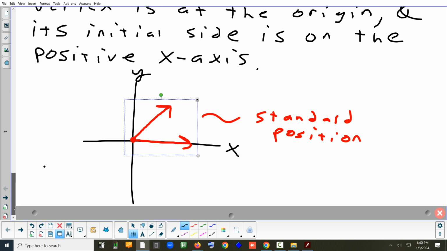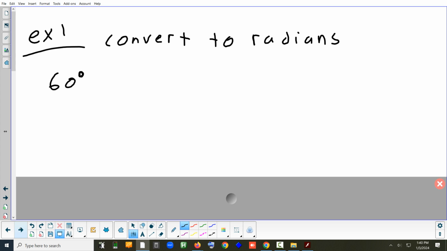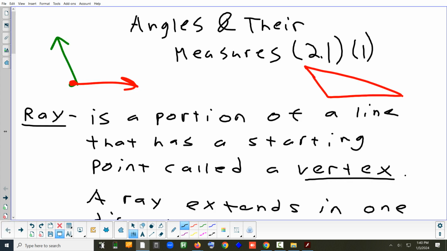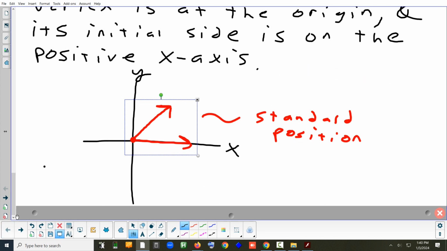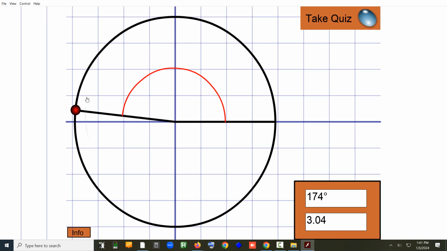Alright, there was one more thing I'm going to mention. We may end up mentioning this again at some point. But I want you to look at the difference between these two angles. And all I want you to do is focus on where the initial side and the terminal side are.